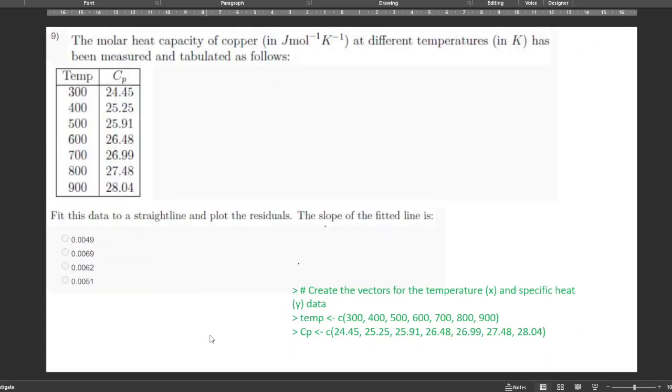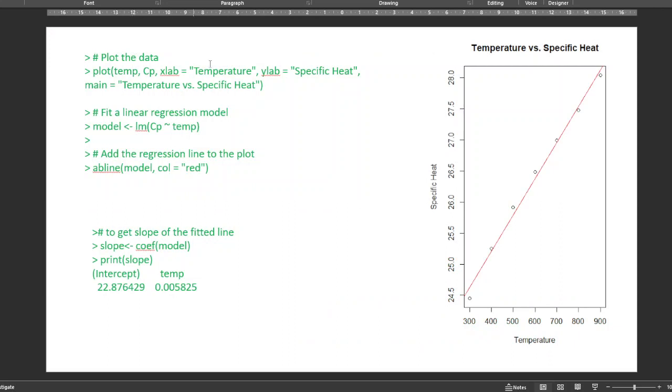So first, to fit the data, we can do a similar thing. I'm saving all the temperature data sets in the temp variable and the specific heat data sets in CP, as a first step of this process. Then I'm plotting the data by giving just the plot command with temp and CP, and I'm labeling the X as temperature and Y as specific heat. I'm just giving the title as temperature versus specific heat.